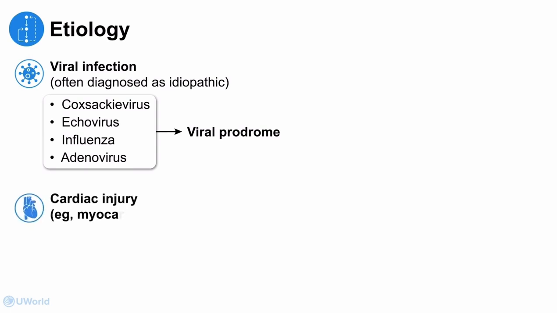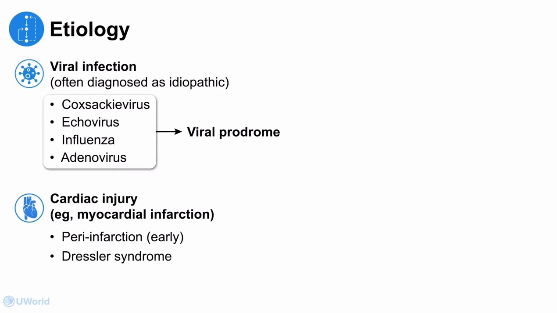Myocardial infarction is another frequent cause of pericarditis, which can occur in a bimodal distribution. Peri-infarction pericarditis results from local inflammation and typically occurs less than 4 days following myocardial infarction. In contrast, post-cardiac injury syndrome, or Dressler syndrome, is an immune-mediated pericarditis that occurs several weeks to months following myocardial infarction or other cardiac injury.